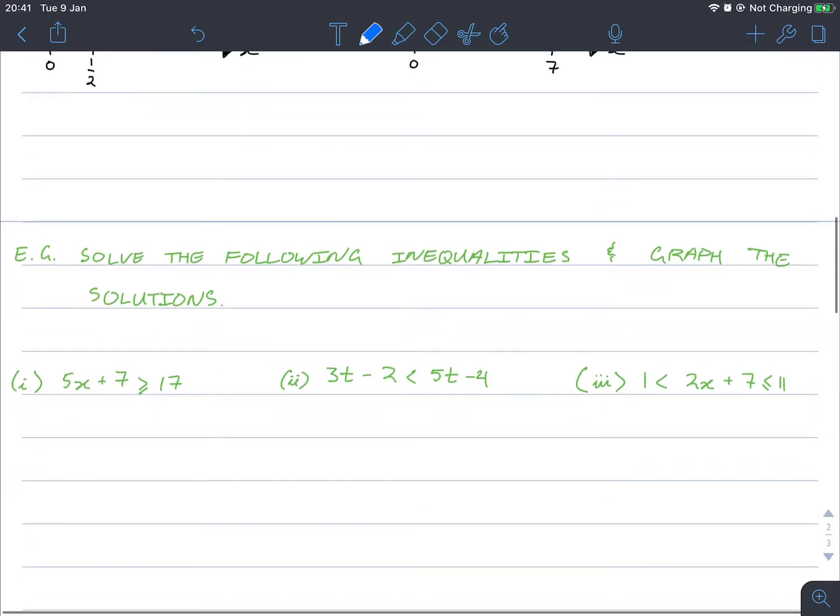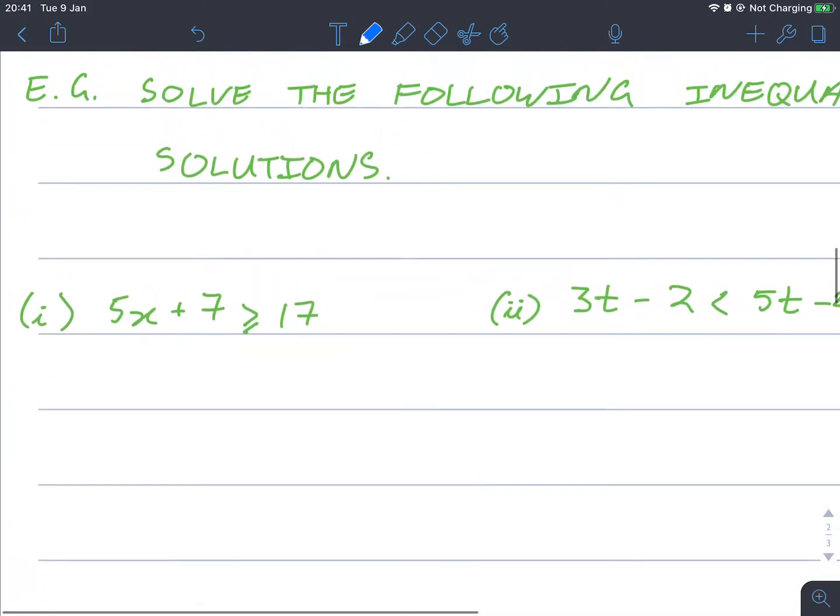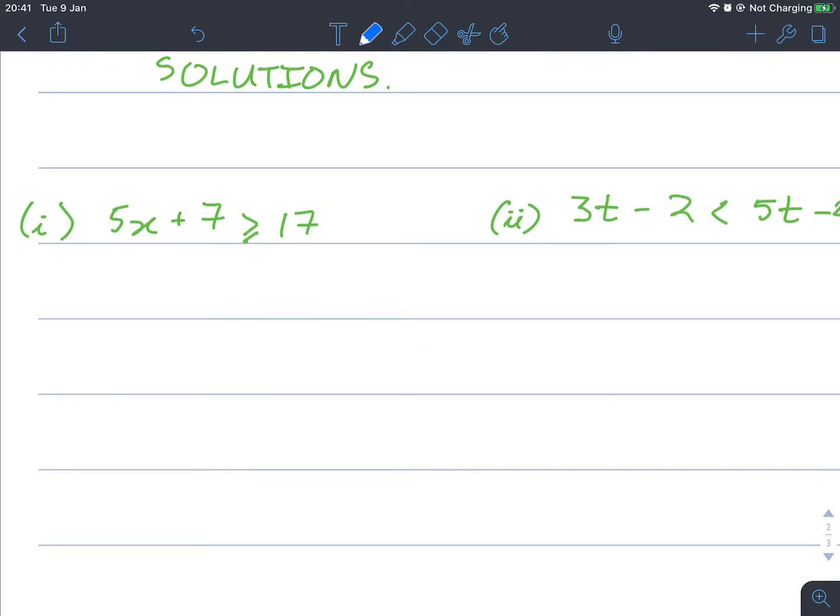Alright, let's get this started. Solve the following inequalities and graph the solutions. You can pause this at any time and give it a go yourself. So when solving these, we treat them as we would regular equations. So we're going to subtract 7 on both sides.